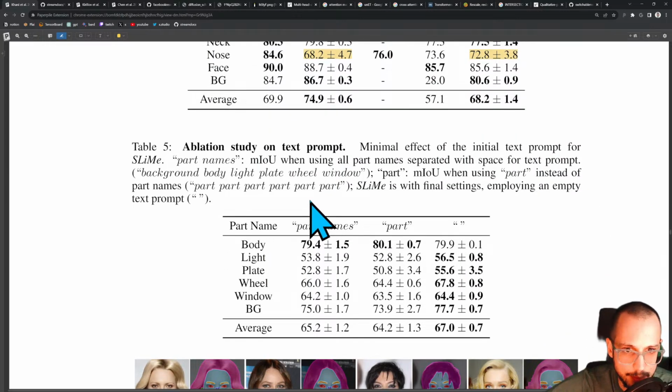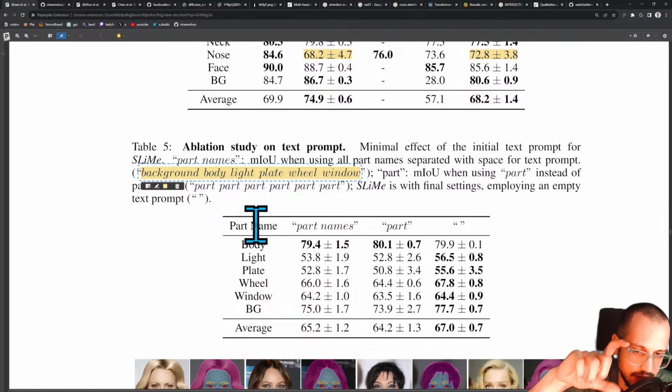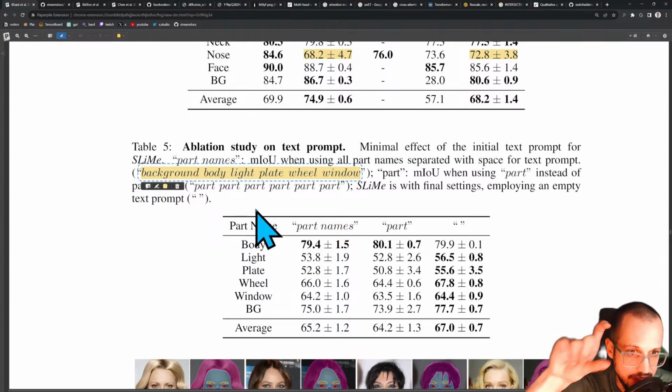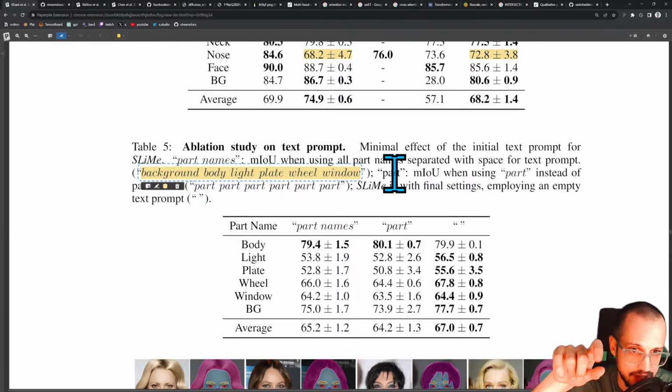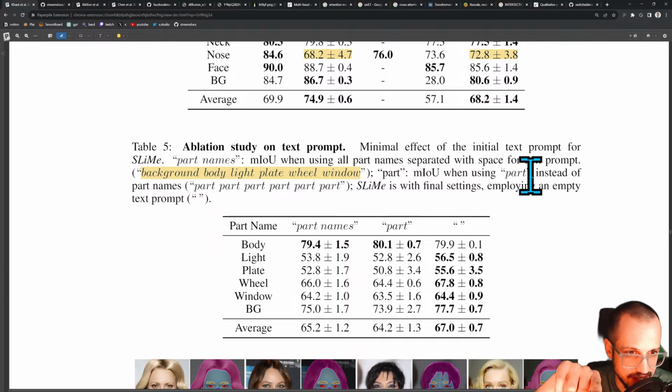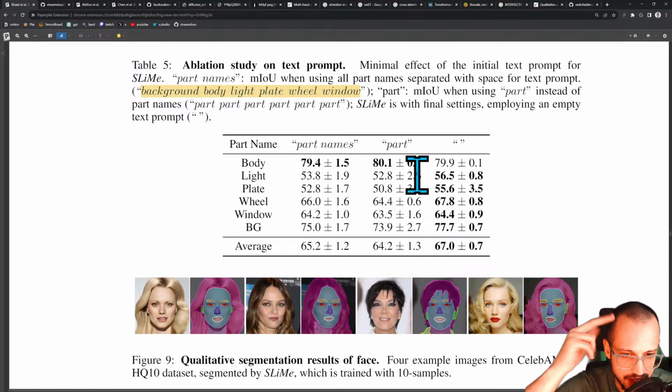Ablation study on text prompt. Minimal effect of initial text prompt for SLiME. Part names. mIoU when using all part names separated with a space. So background, body, light, plate, wheel, window, right? So remember that they're feeding the text into the text encoder, and each token in that text sequence is the classes, right? So the K tokens are the K classes. So here, when they're segmenting the car, they're literally feeding in the words background, body, light, plate, wheel, window, versus, I guess in this case, they're using part, so that it's generic.